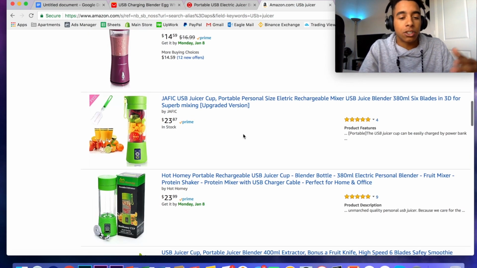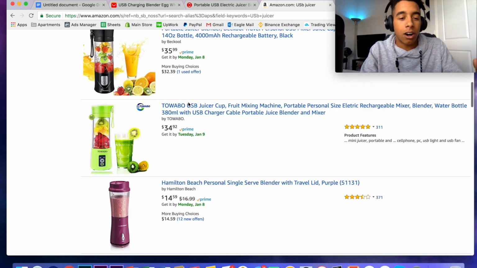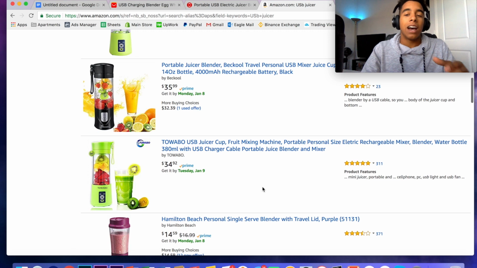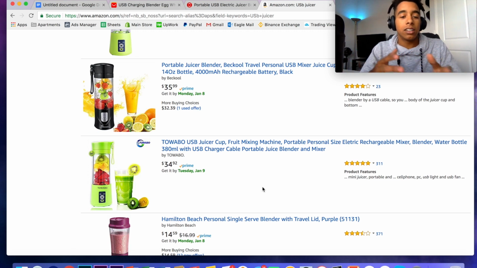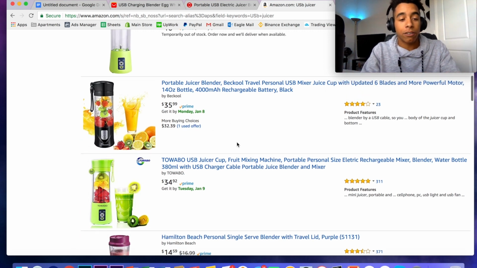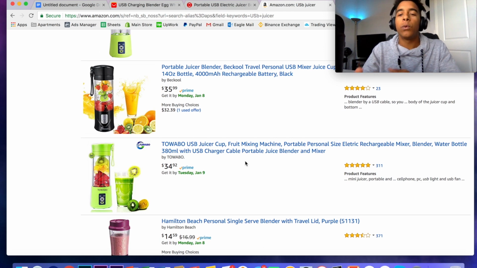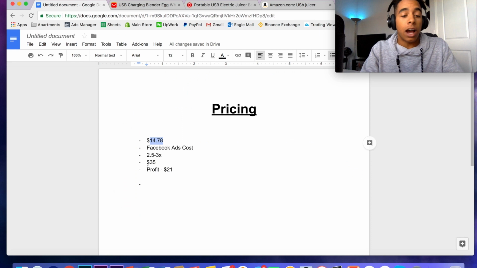But we can see here it's trending around $23 all the way up to $34. So I kind of like that $30, $34 range. This one's selling for $35. So that tells me that people are willing to spend money on this type of product. So in this case, I would probably price the product anywhere from $35 to $39.99.